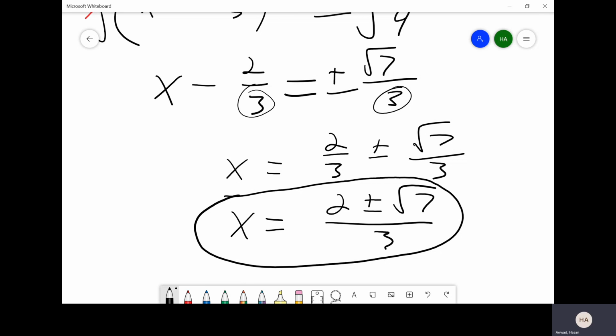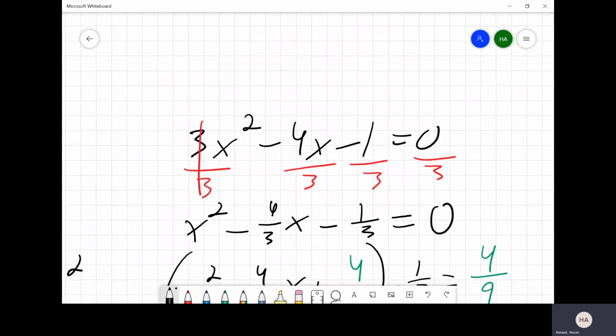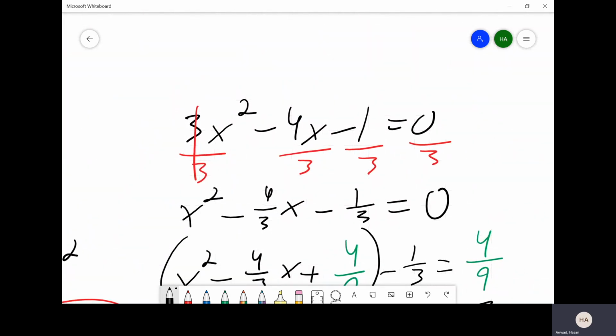So again, let's recap, right? Let's go through the process that we took. The first step that we took was we evaluated that x squared had a coefficient that was not 1. So because it was not 1, we had to divide out that coefficient. So we divide out the coefficient to every single term, both on the left and on the right. We get x squared minus 4/3 x minus 1/3 is equal to 0.